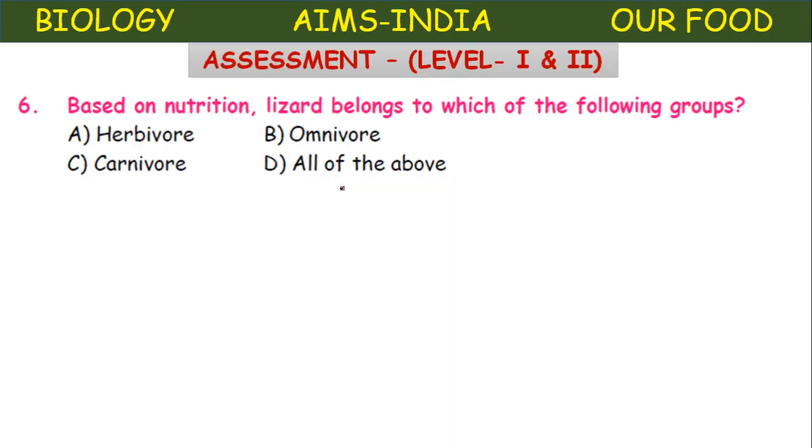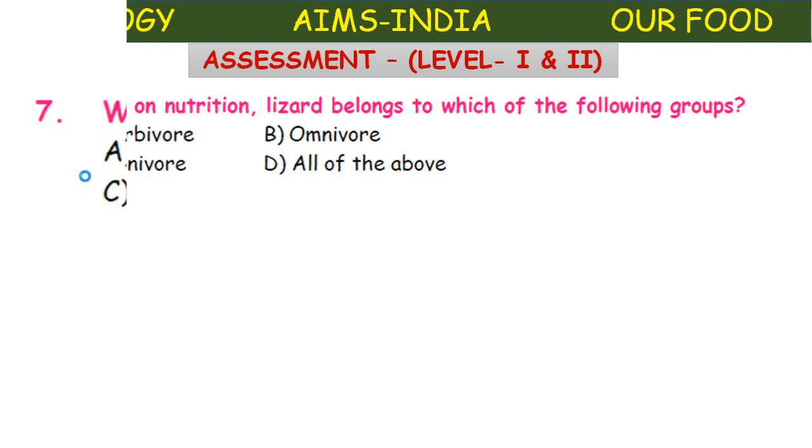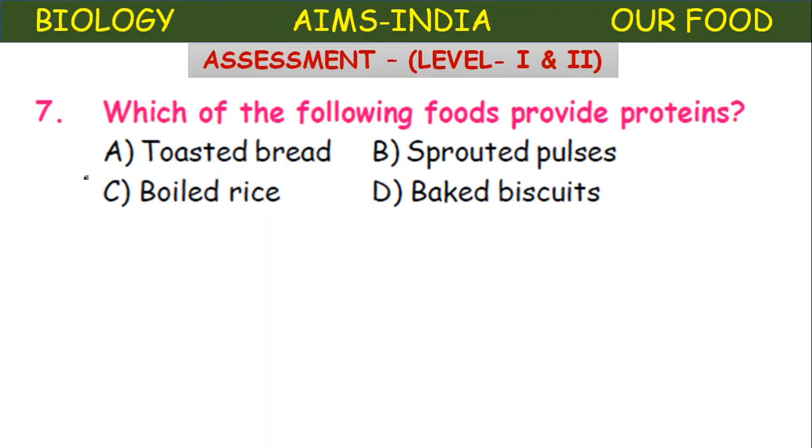Based on nutrition, lizard belongs to which of the following groups? Herbivore, omnivore, carnivore, all of these. A lizard eats insects, so it is a carnivore, insectivore.